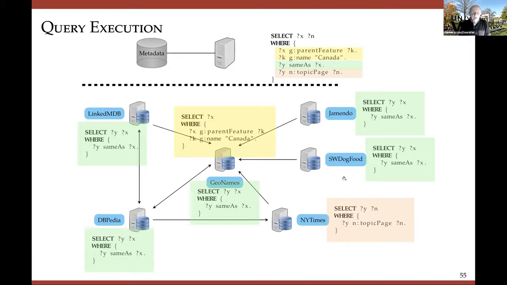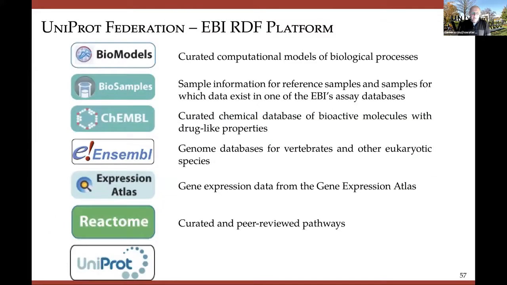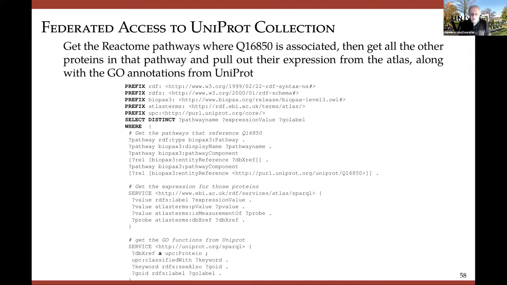That's the federated approach. The question is, what if some sources are not SPARQL endpoints? In which case you use mediators, and you build mediators that have wrappers that pretend that these sources can execute SPARQL queries. So they act as if there are SPARQL endpoints there. And there are examples of federation. Uniprot is one. This is an example that actually goes to multiple Uniprot data stores and gets the results. It's a service-oriented federated query execution.